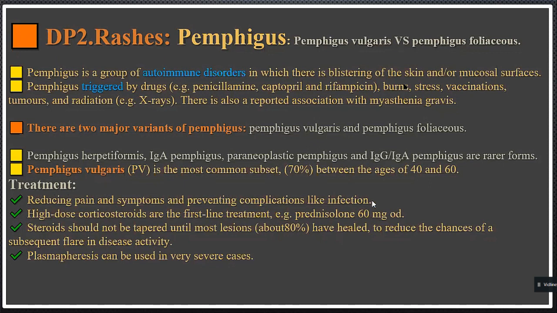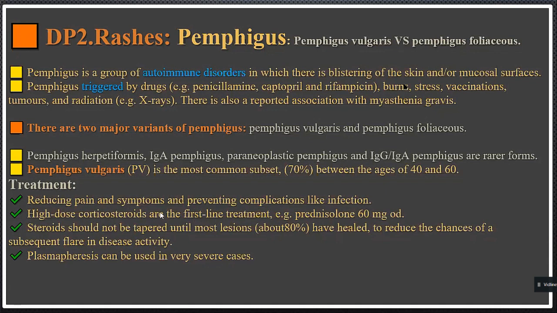Treatment. In your study, guys, always study how to diagnose and also causes and how to treat. Okay, the investigation, causes, how to diagnose, how to treat, and so on. So treatment here: you have to reduce pain and symptoms, preventing complications like infection. High dose corticosteroid, because we said it's an autoimmune disorder. So high dose corticosteroid is the first line.